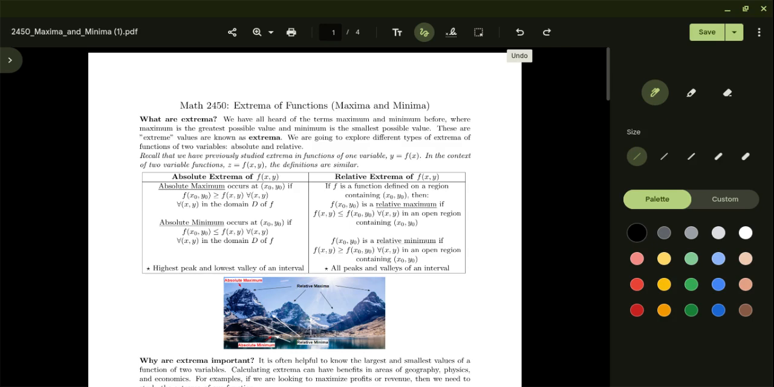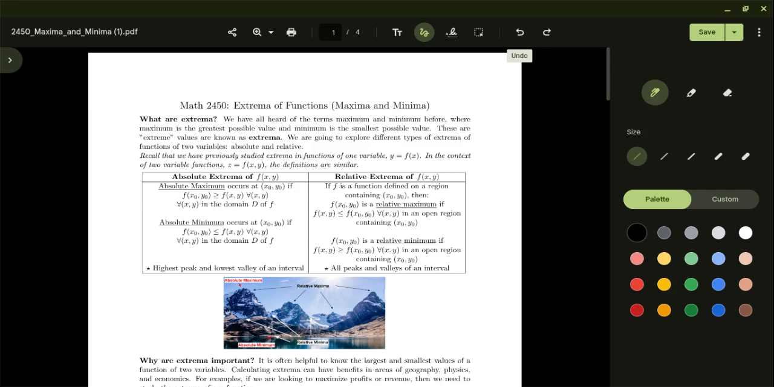We're actually going to explore two different types of extrema in Calculus 3, which are called absolute extrema and relative extrema. Now, I just want you to recall that we have studied extrema of functions before, but that was only with functions of one variable, of the form y equals f of x. But in Calculus 3, multivariate calculus, we're going to be looking at two variable functions. And our definitions, despite the change in the types of functions, remain the same or are very similar.